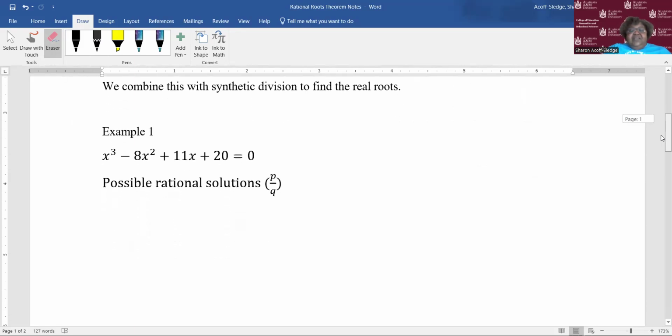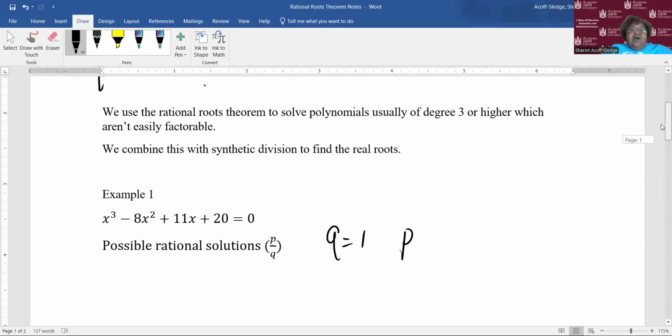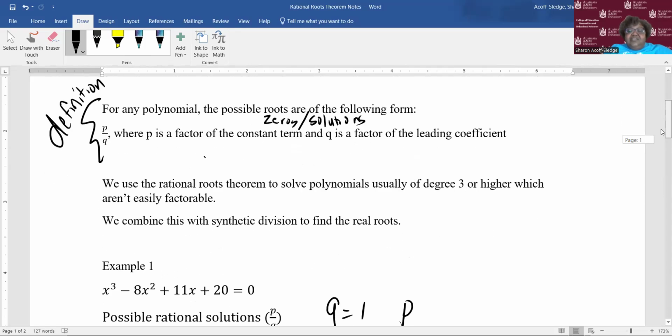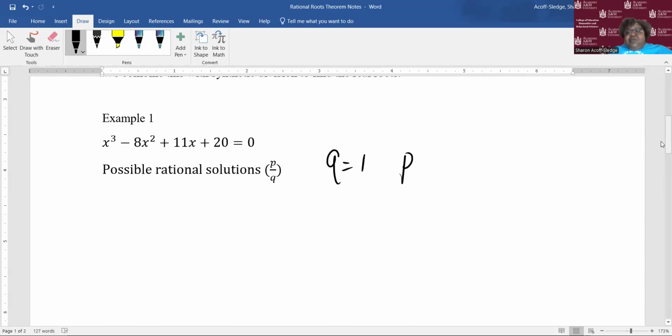So now let's look at this one. Our leading coefficient is 1. So all the factors of Q would be just 1. Now let's look at P. Remember from our definition, P is all the factors of the constant term. Our constant term is 20. So what are some of the factors of 20?